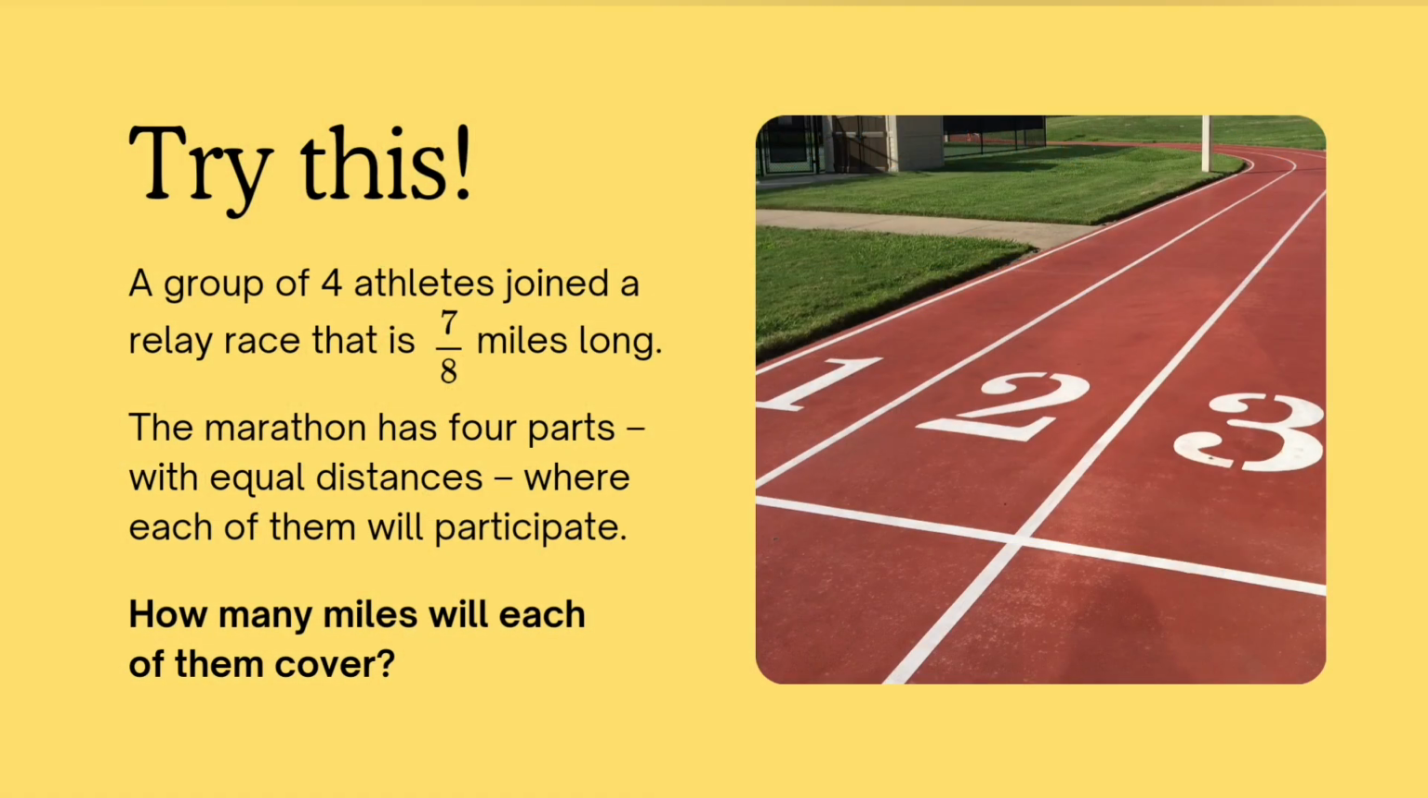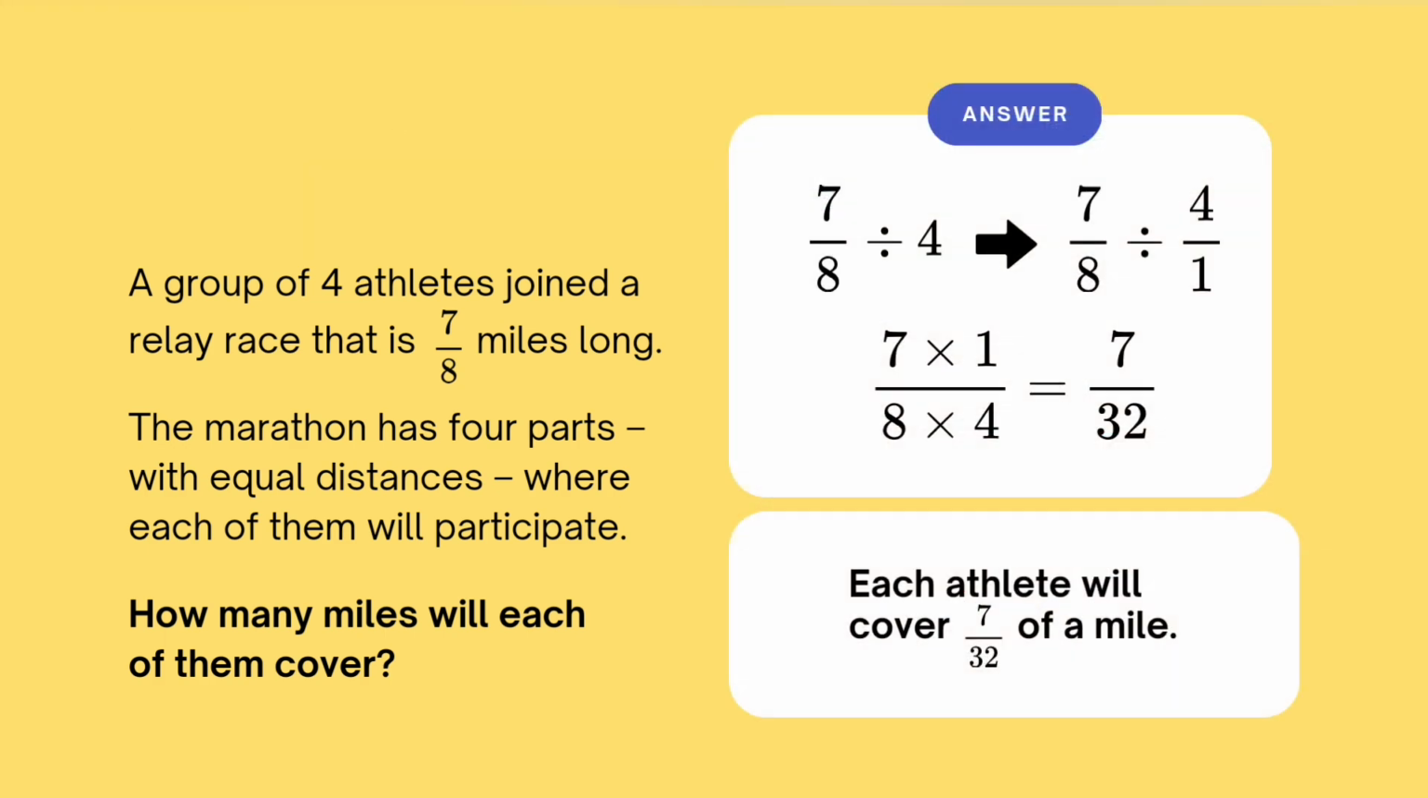Try this. A group of 4 athletes joined a relay race that is 7 by 8 miles long. The marathon has 4 parts with equal distances where each of them will participate. How many miles will each of them cover? As you can see here, 4 athletes joined a relay race that is 7 by 8 miles long. So we have to write 7 by 8. The marathon has 4 parts with equal distance. So we have to divide this by 4. Then we can get the answer, how many miles will each of them cover.